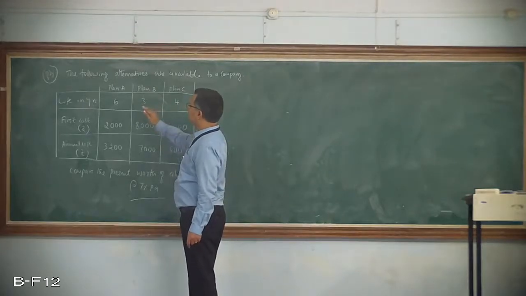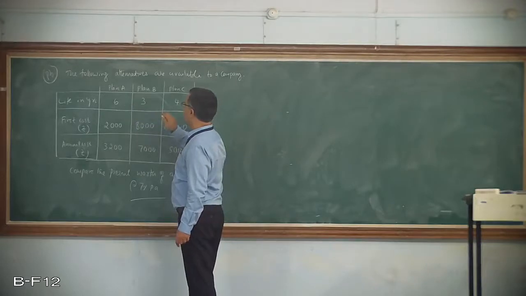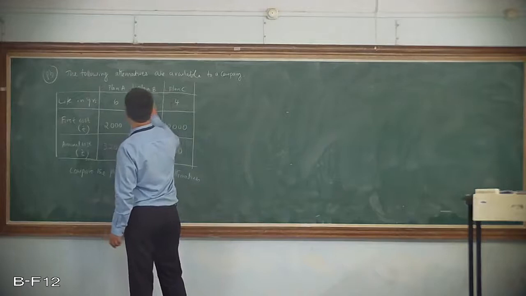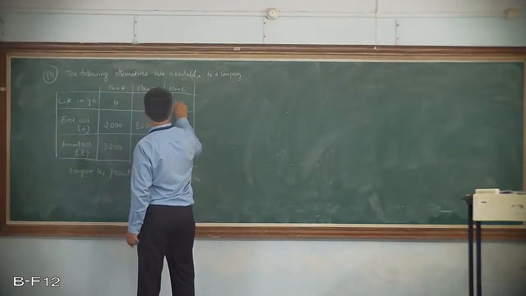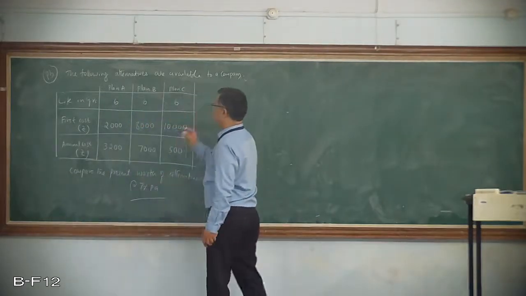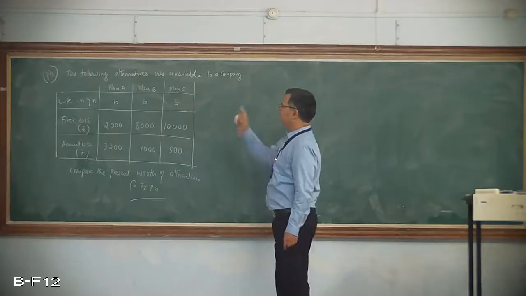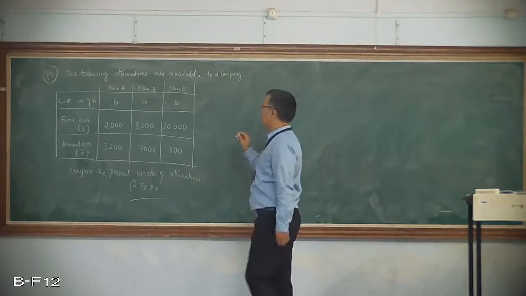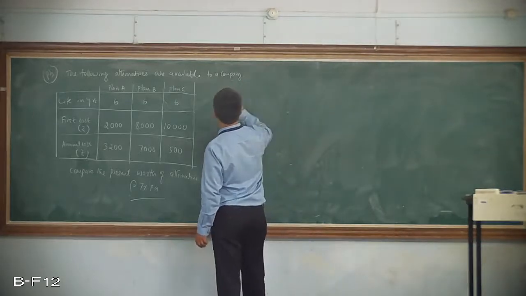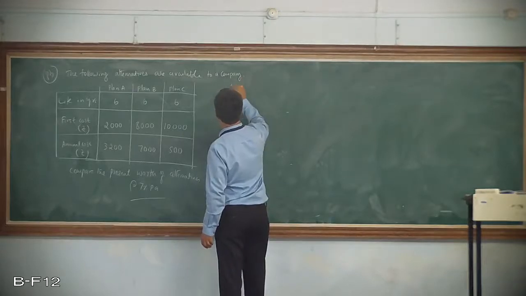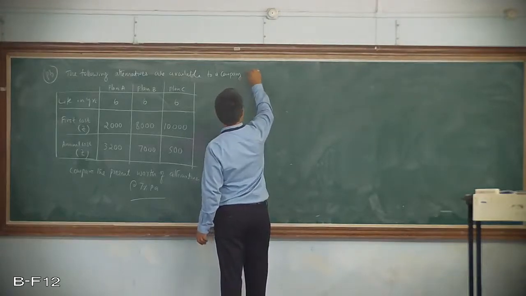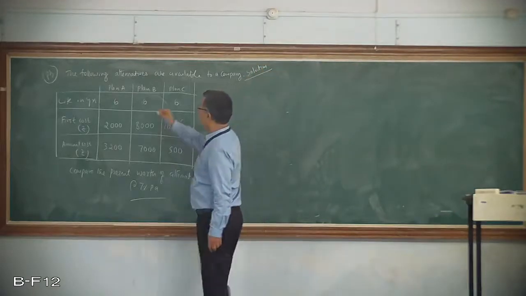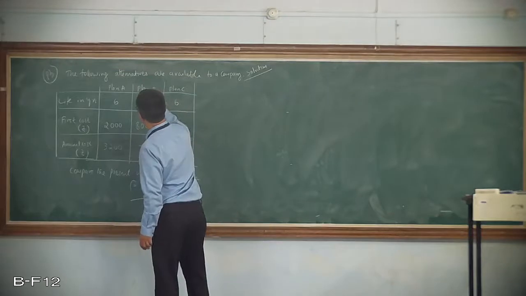Suppose all the plans have the same number of years. Let us say 6 years, 6 years, and 6 years, so all plans A, B, C have a span of 6 years. We'll solve this problem now. Imagine that all are going to have 6 years. I'm changing the problem just for understanding purposes.